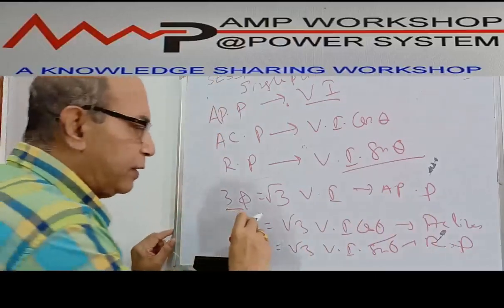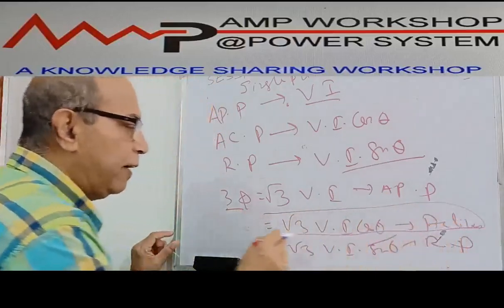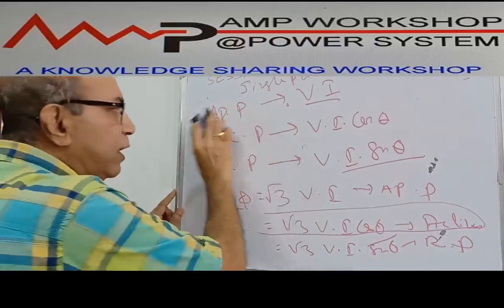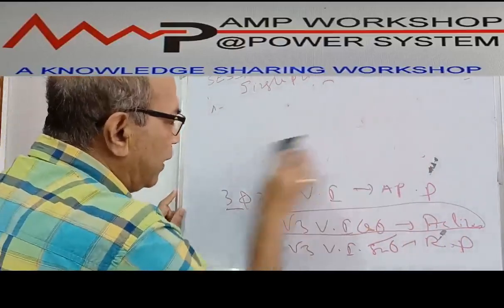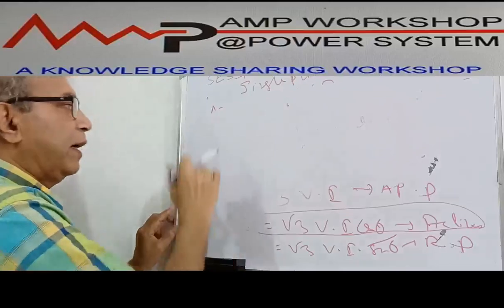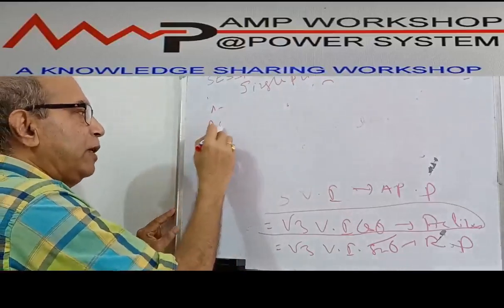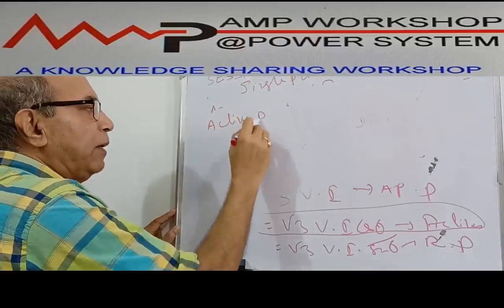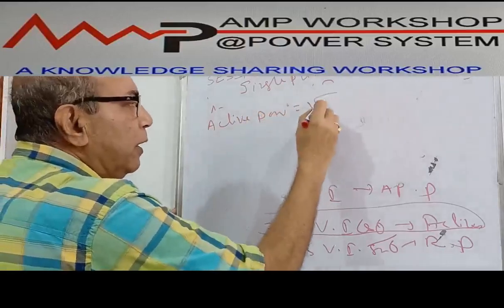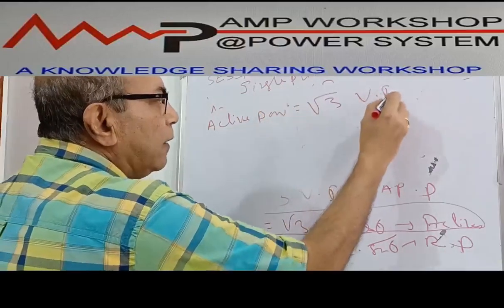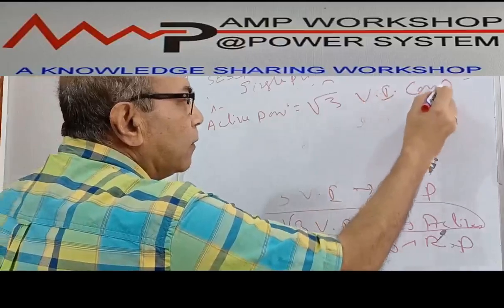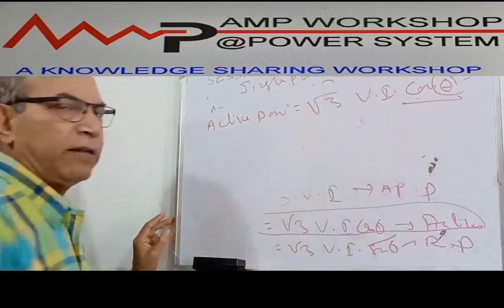These are the three powers. Now we are discussing active power. You see here, the active power for this three phase circuit or single phase circuit is fully dependent on the phase angle. So active power for a three phase circuit is equal to root 3 into V into I into cos theta. This theta is ultimately the phase angle.